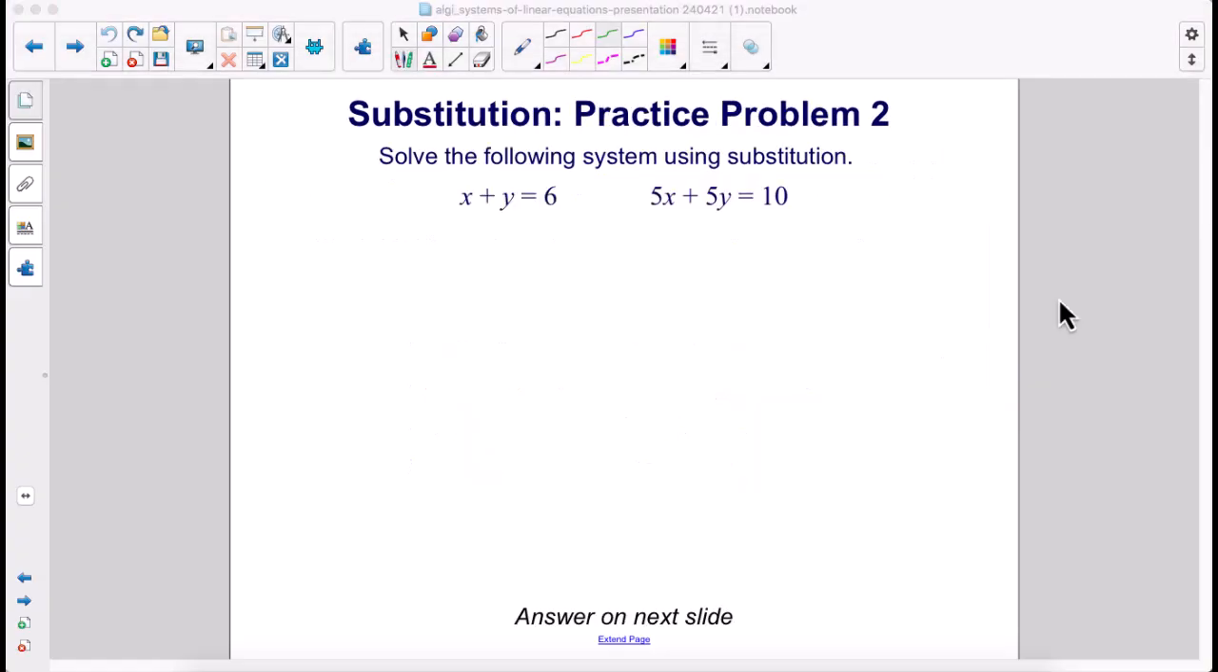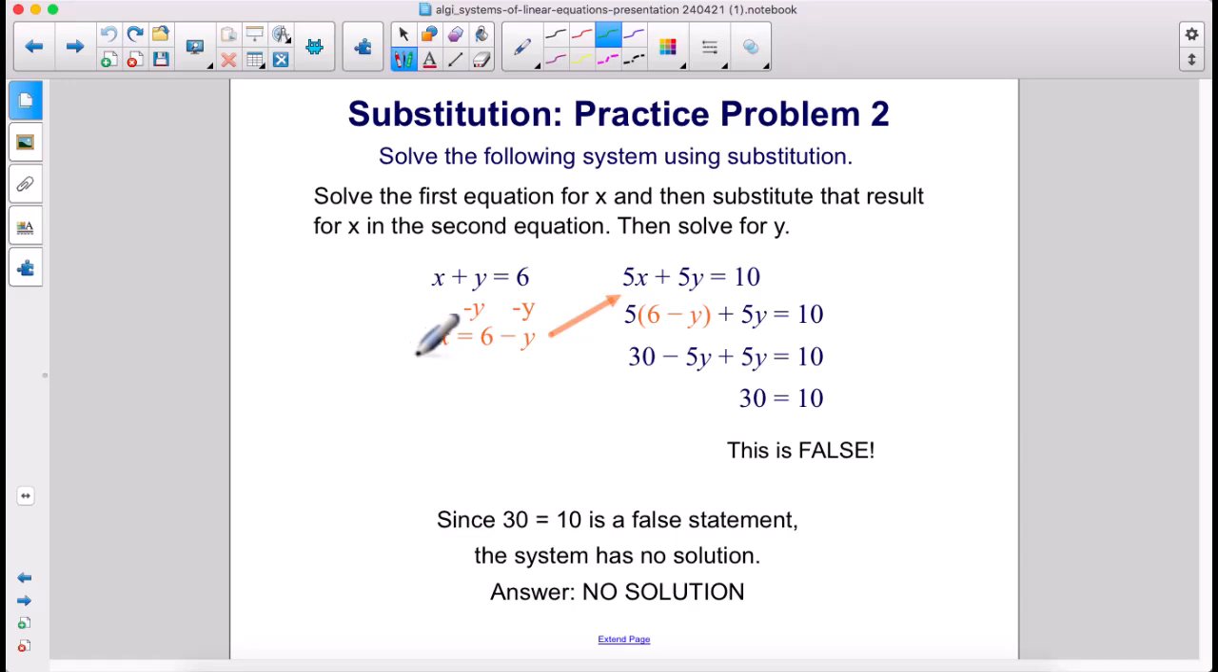Solve the following system using substitution. x plus y equals 6 and 5x plus 5y equals 10. Solve the first equation for x, so x equals 6 minus y. Then we substitute that in for x in the second equation. All right, then we have this equation here that we solve for y. However, 30 does not equal 10. This is false. Since 30 equals 10 is a false statement, this system has no solution.